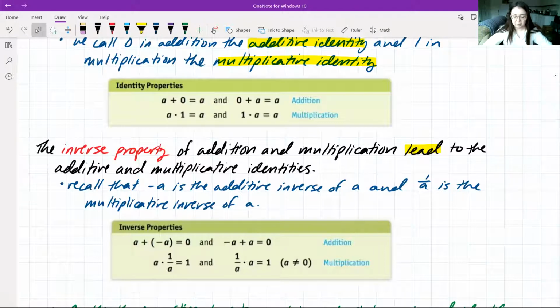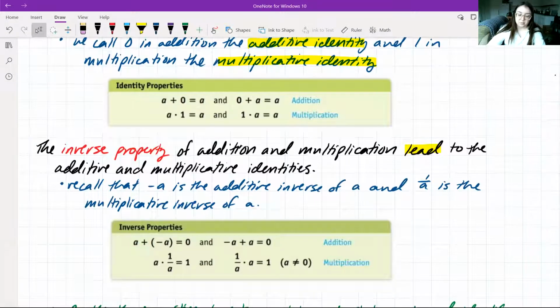So with our inverse properties, this means that if we have a plus our additive inverse, a plus negative a, that's going to be equal to 0. Then we have negative a plus positive a is equal to 0. So we're adding our additive inverses here. And then we want to multiply by our multiplicative inverse. So a times 1 over a is equal to 1, and 1 over a times a is also equal to 1. And remember, this is again when a is not equal to 0.